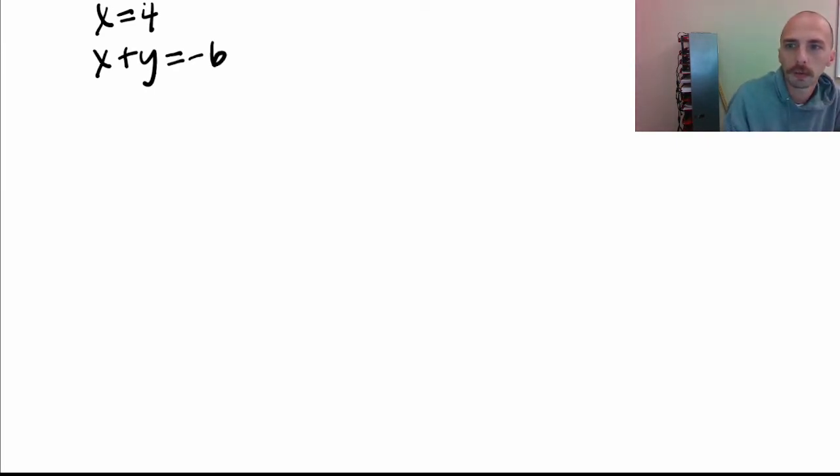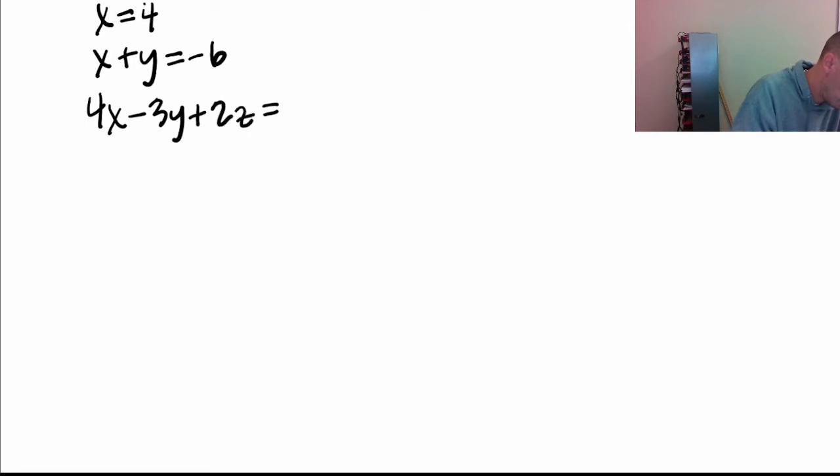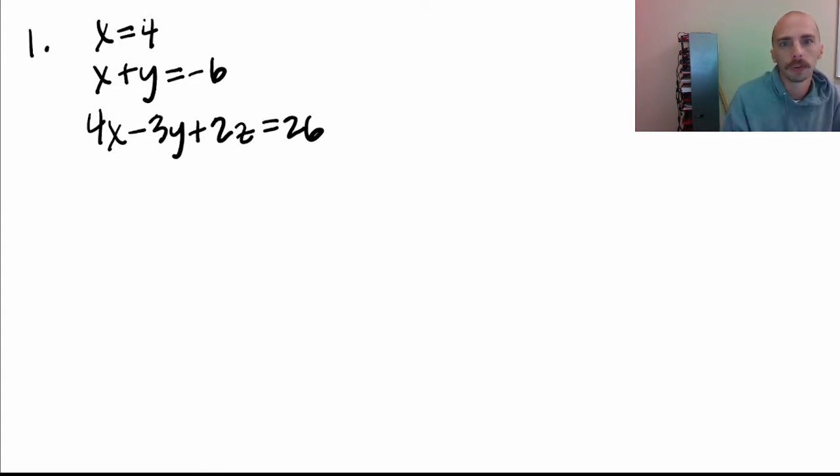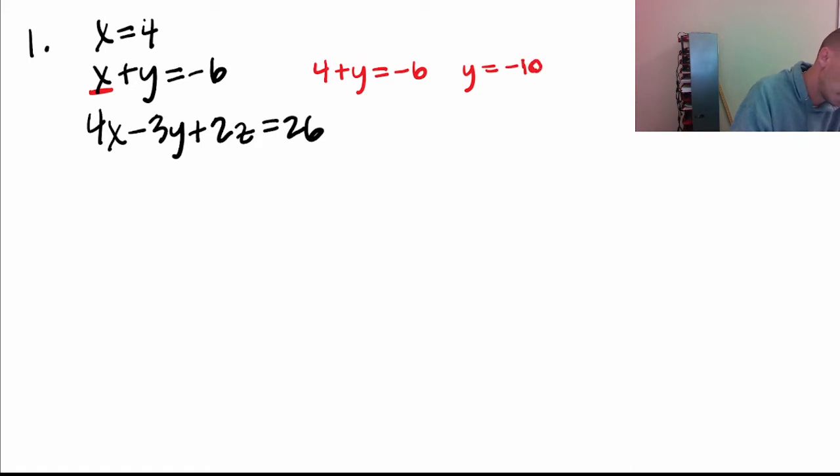and what else? 4x minus 3y plus 2z equals 26. All right. So, okay, we've already got x. That's good news. So then we're just going to use that x to find y in the second equation. So I'm just going to substitute there. So 4 plus y equals -6. So I'm going to subtract 4 from both sides to solve for y. And I'll see that, okay, y is going to need to equal -10.